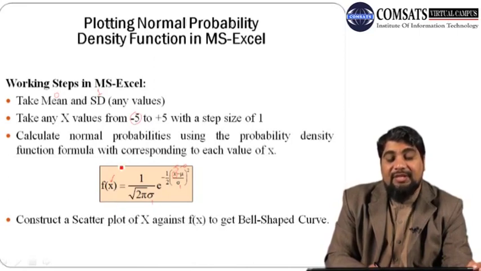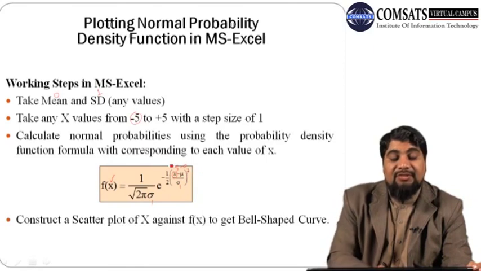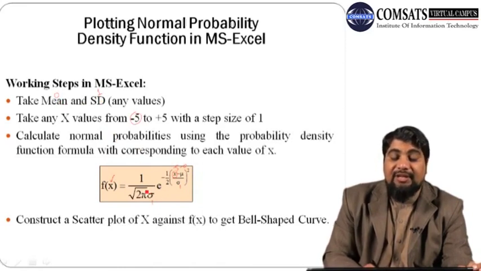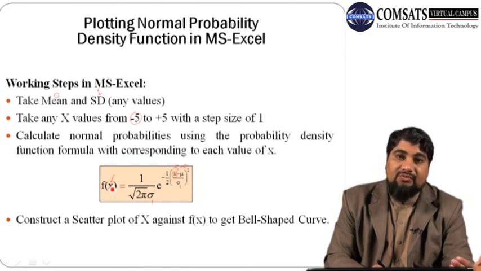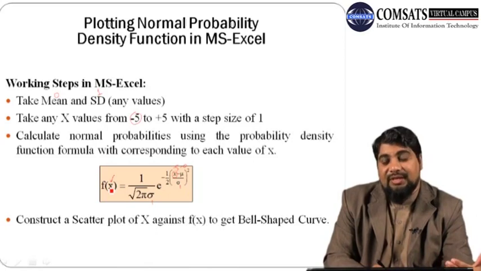So similarly, instead of -5, replace x by -4, while keeping the same value of mean, which is 0, the assumed value, and the standard deviation sigma 1. So we can again calculate another value, a value of f of x corresponding to x equals -4. Similarly replace x by -3, -2, -1, 0, +1, +2, +3, +4 and +5.